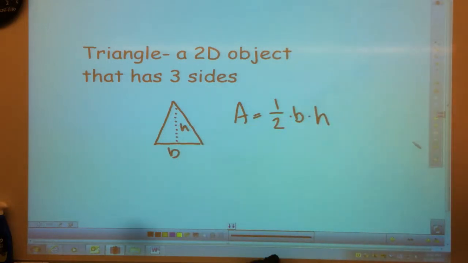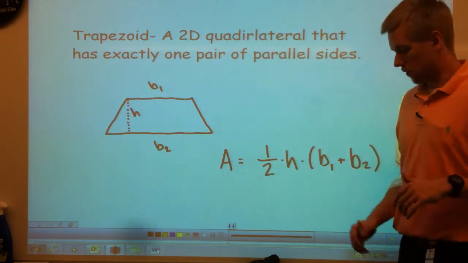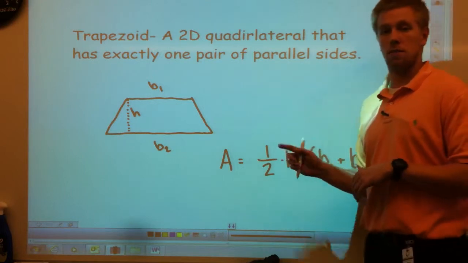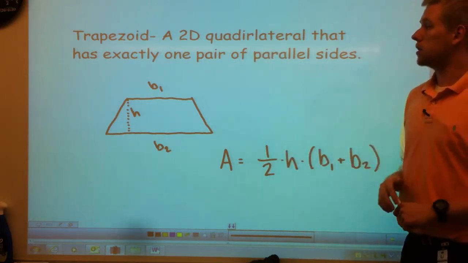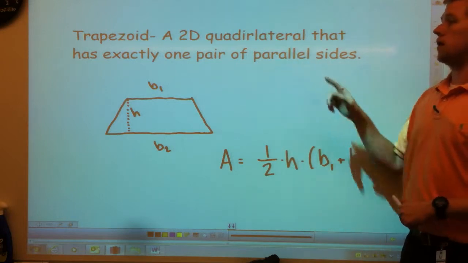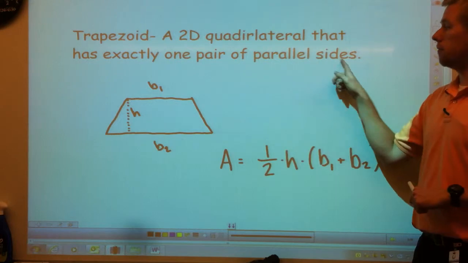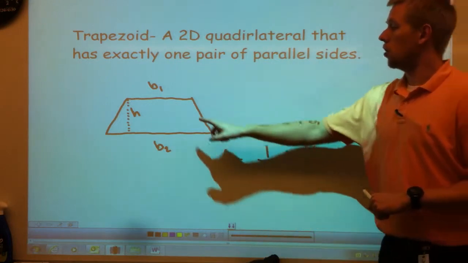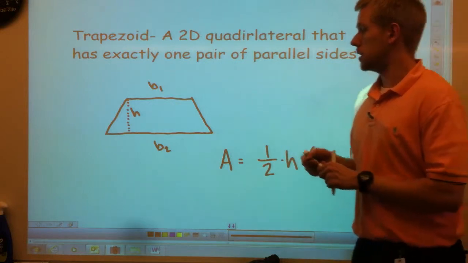Okay, the next shape we got, I believe, is a trapezoid. This one is kind of tricky. Some of you will probably have the hardest time remembering this one, but that's why I'm giving you notes so you can study them. A trapezoid is a two-dimensional quadrilateral. Quadrilateral means it has four sides. That has exactly one pair of parallel sides. Okay, so your parallel sides are up here, and I did not show this, but it would look like this.